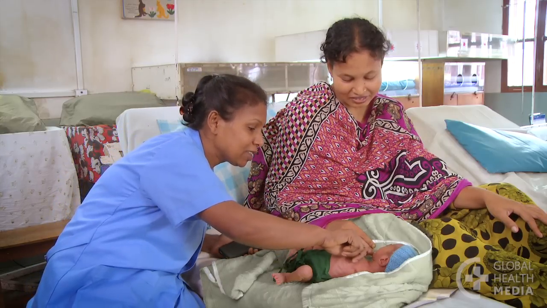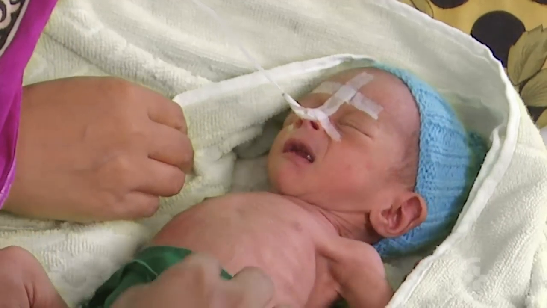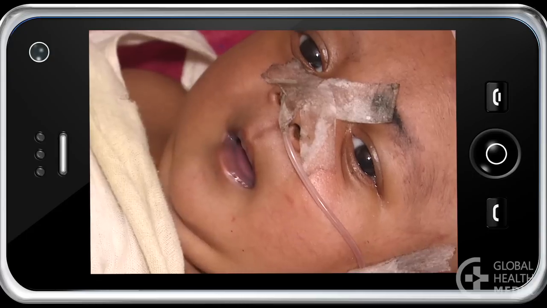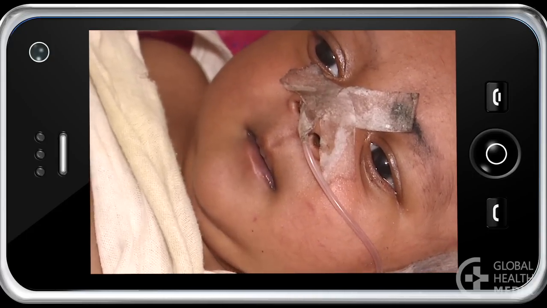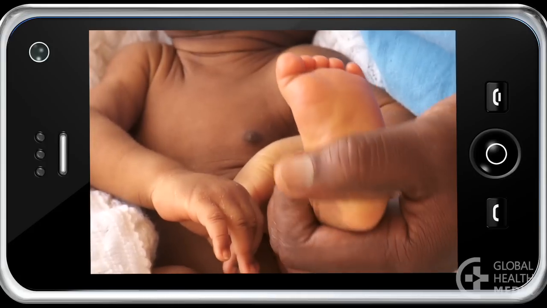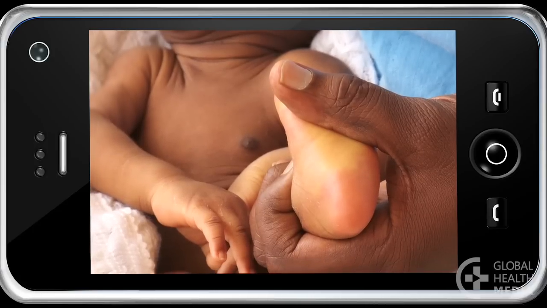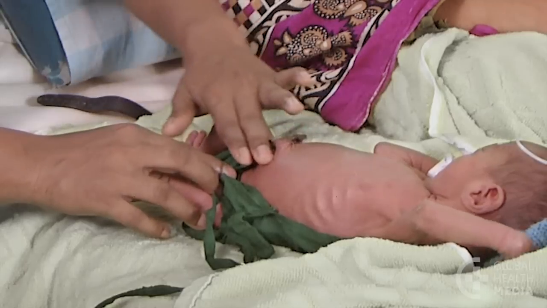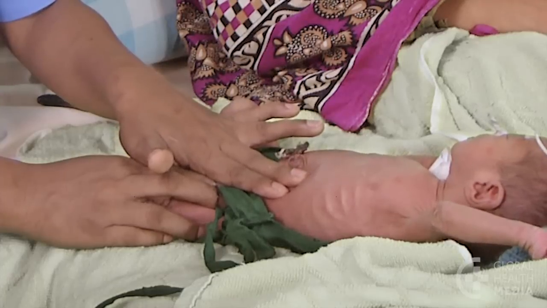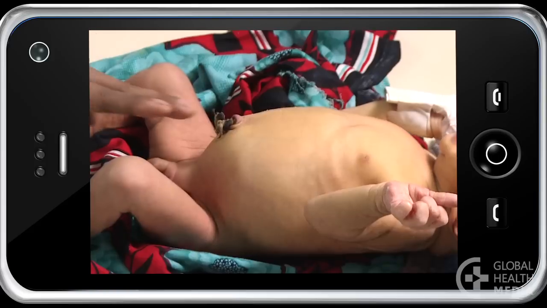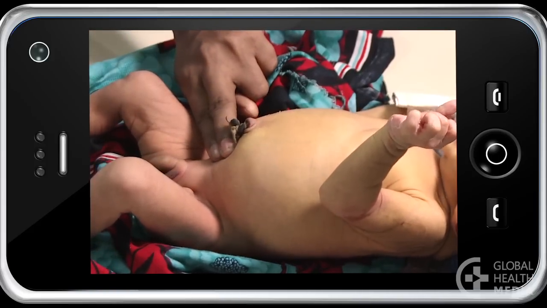Observe the baby's color. A well baby will have pink lips and tongue. An unwell baby may have blue lips and tongue. Or jaundice, a yellow color on his palms or soles. Check the baby's abdomen. A well baby has a soft belly. If the belly is distended, the baby may have a problem.